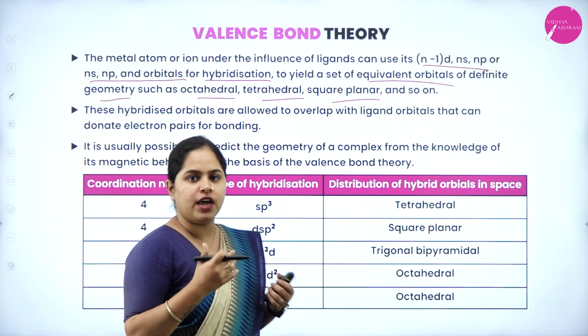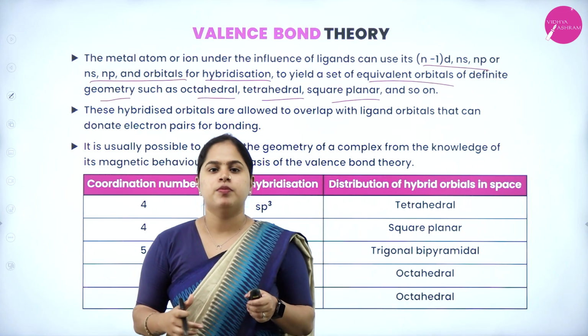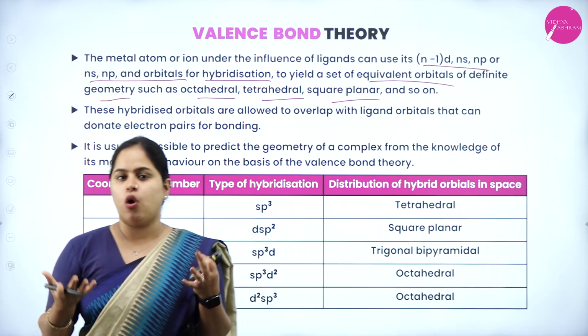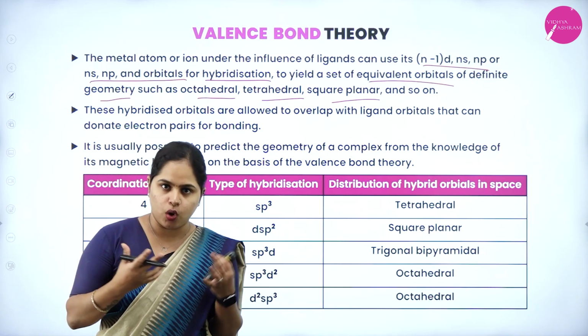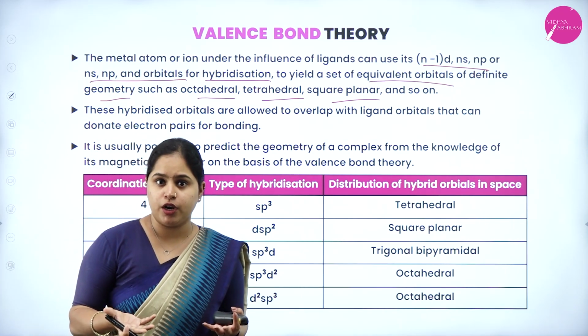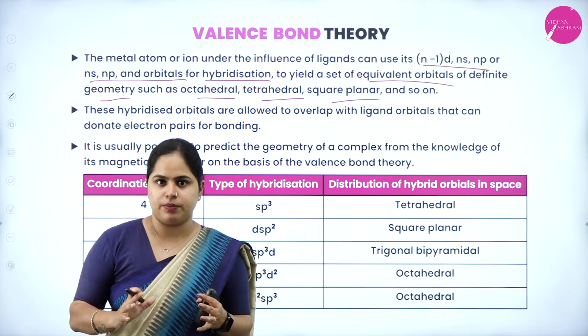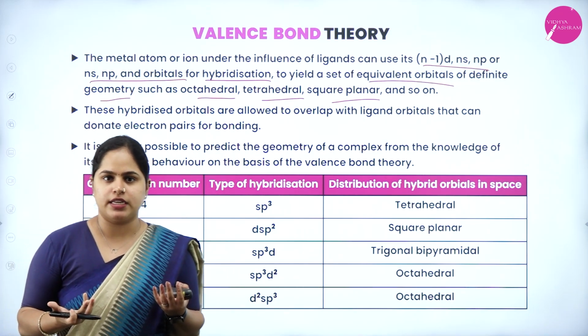Okay, so we have already studied about hybridization in class 11, right? That means the orbitals of almost equal energy undergo hybridization and form a set of hybrid orbitals which have the same geometry and same energy, right? So this is what hybridization is.